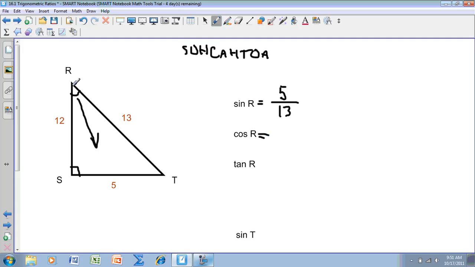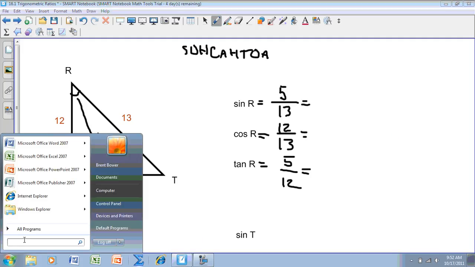What about the cosine of R? Well, cosine is not opposite over hypotenuse. It's adjacent over hypotenuse. Do you see how the 12 is the adjacent side? Adjacent over hypotenuse. Here's the adjacent to R, and there's the hypotenuse still. The tangent is what? Opposite over adjacent, 5 over 12. Now, one way to write these is to leave them as fractions. Sometimes those are perfectly acceptable answers.